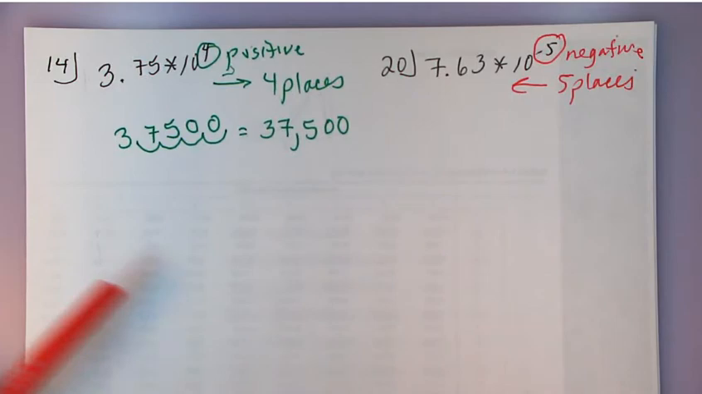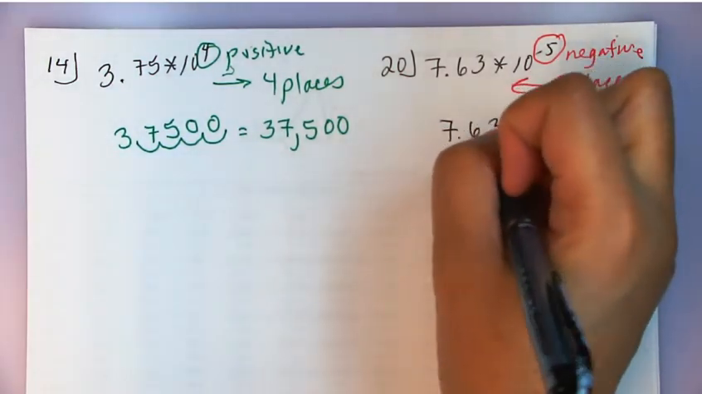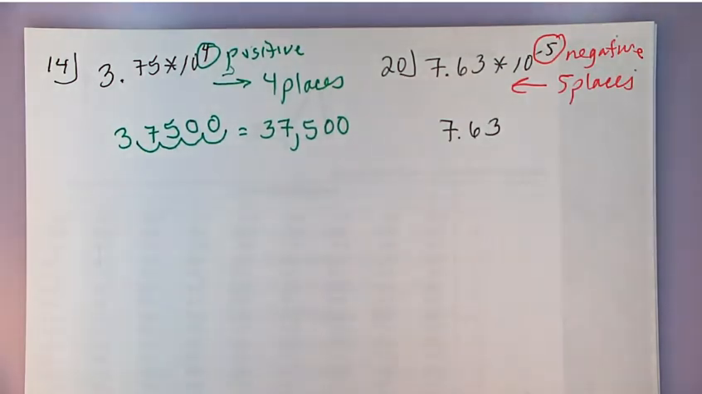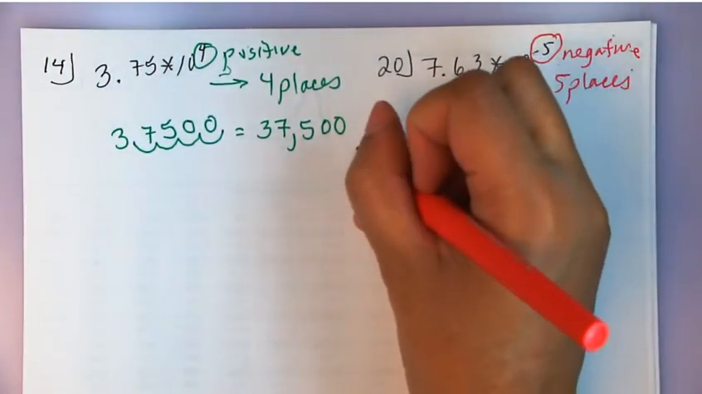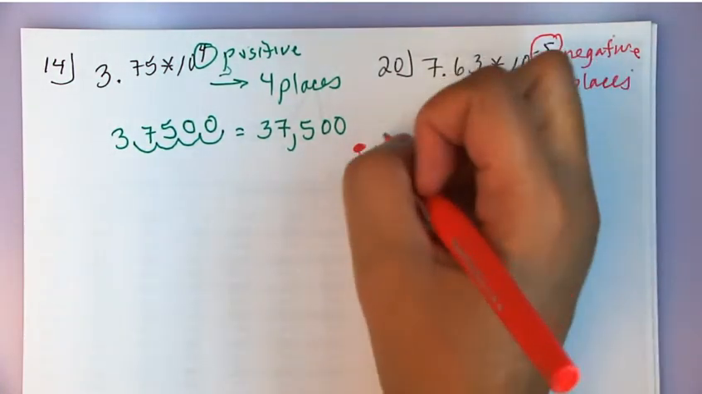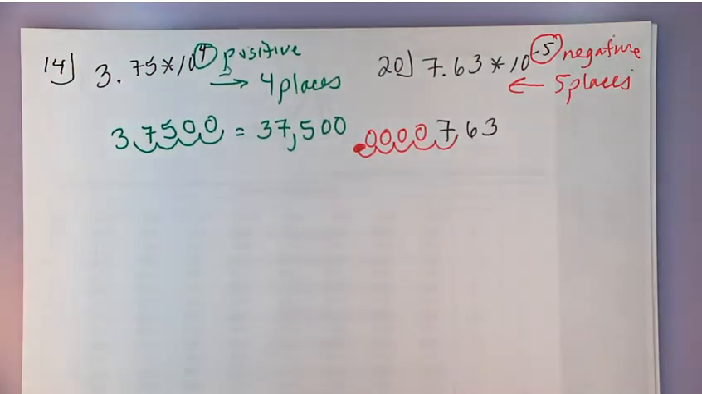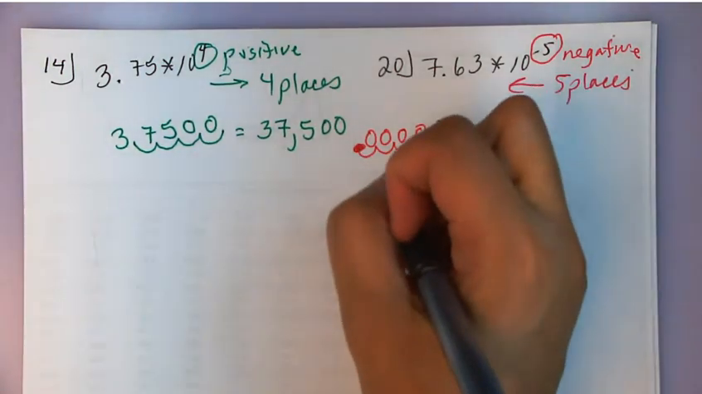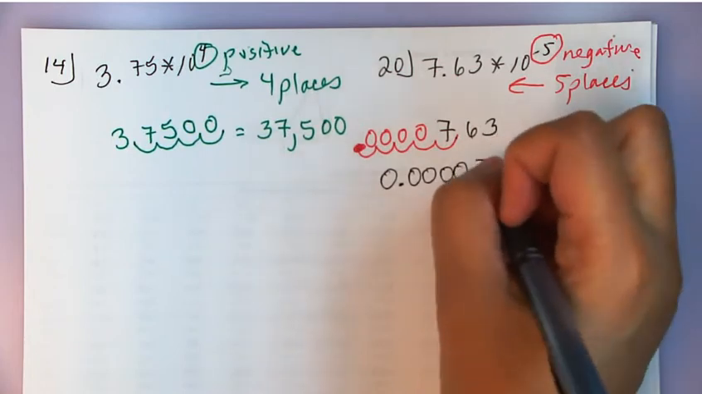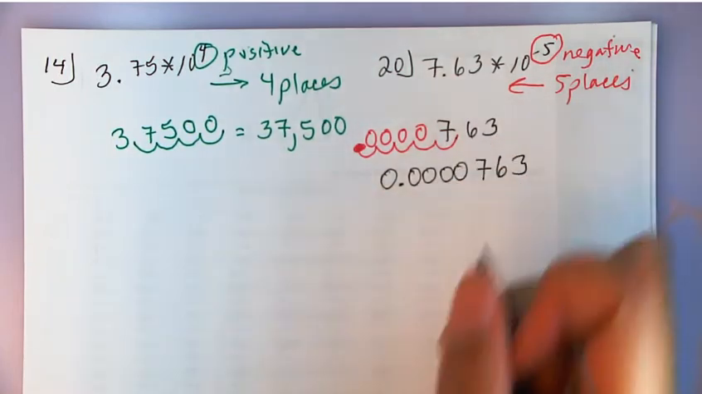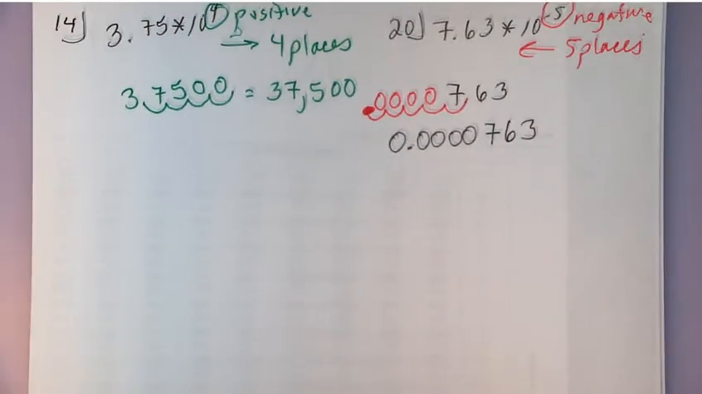So we're going to write our 7.63 down, and we're going to go to the left 5 places. 1, 2, 3, 4, 5. Decimal point there. Fill in zeros. 1, 2, 3, 4. So my answer ends up being, and for those of you who like that 0 in the front, you can put it there. Sometimes I will and sometimes I won't. I'm going to remind you, sometimes I remember to put it and sometimes I don't. This is our answer for number 20.